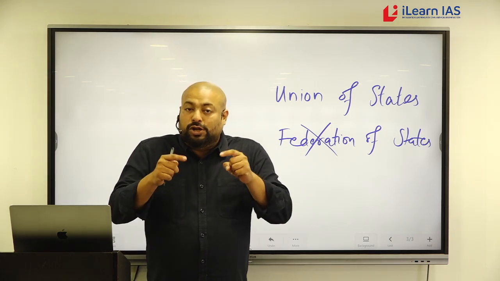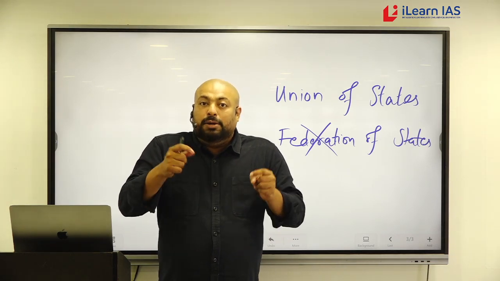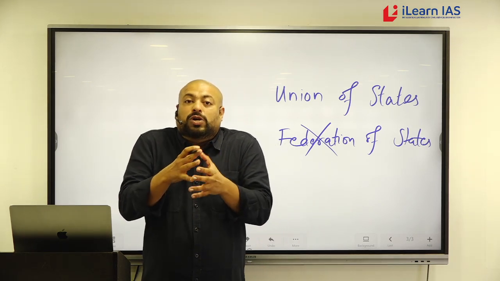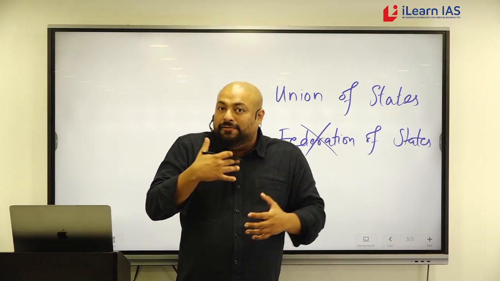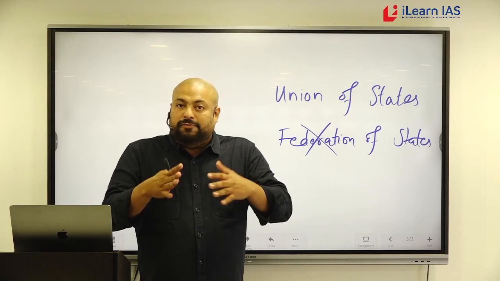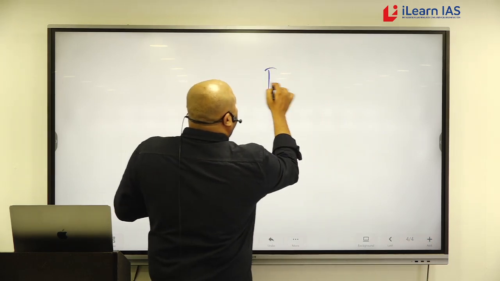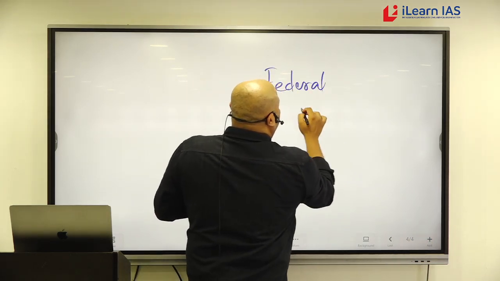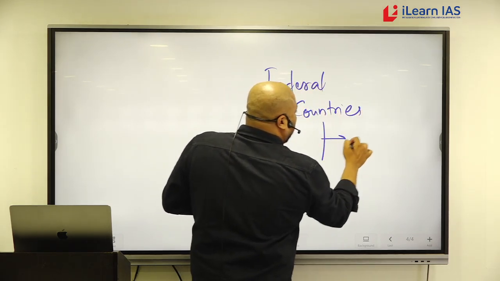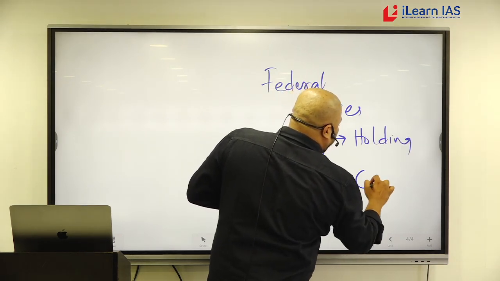But when we look at the origin of our country, India is not an outcome of an agreement between independent entities. Rather, India is more of a holding together model. If you look at the federal countries across the world, we can classify these federal countries into two. One is the holding together model and the other is the coming together model.